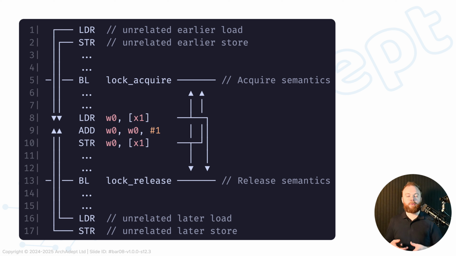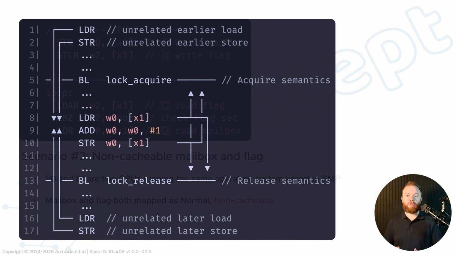Ideally, we'd like to be able to do something like this, where the barriers in our lock acquire and lock release functions act as one-way barriers. So the barrier in lock acquire would have what we call acquire semantics, which prevents any memory accesses appearing after the barrier from being reordered before it, but permits any memory accesses appearing before it to be reordered after it. And conversely, we'd want the barrier in lock release to have what we call release semantics.